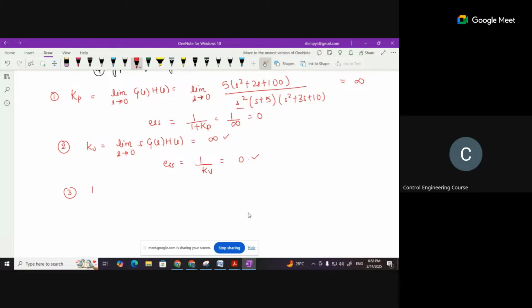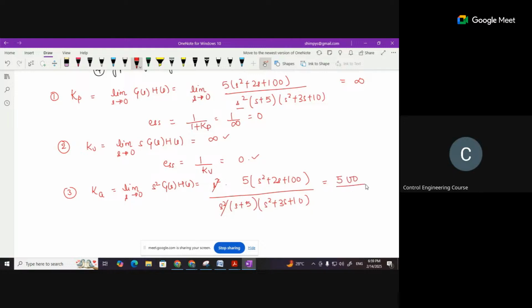For this, let us do a problem. Then you will be in a state to exactly tell whether whatever you're thinking is correct or not. Okay, just wait for the next one. So now Ka, what does it come out to be? Ka is limit s tends to 0 of s^2 G(s)H(s). And what I'll get here, let us see: s^2 times 5(s^2 + 2s + 100) divided by s^2 (s + 5)(s^2 + 3s + 10). Okay. So how much will it come out to be?